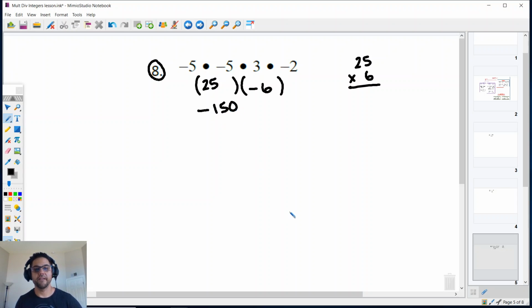Again, negative 150. Now, if you want to highlight your answers, you can do that. I'm not too big on stressing the highlighting of the answers, especially on the worksheet. You've got that nice box there to put your work and then your answer. It's really just the last piece that is identified.